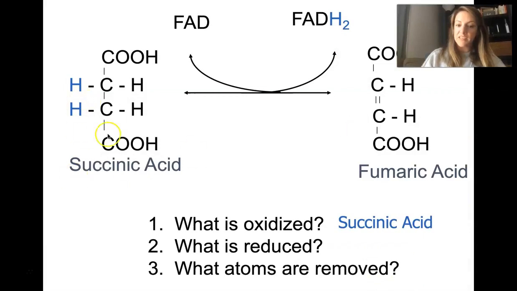So, succinic acid is the thing that's being oxidized because it's losing. Oxidation is losing. Okay? What's reduced then is the thing that's gaining because reduction is gaining. So what's gaining? FADH2. And the atoms that are removed are these H+, these hydrogen ions.